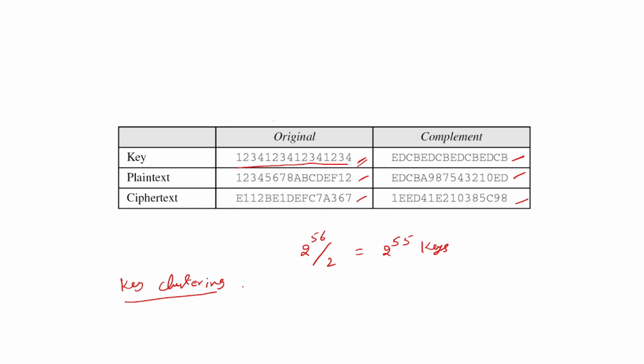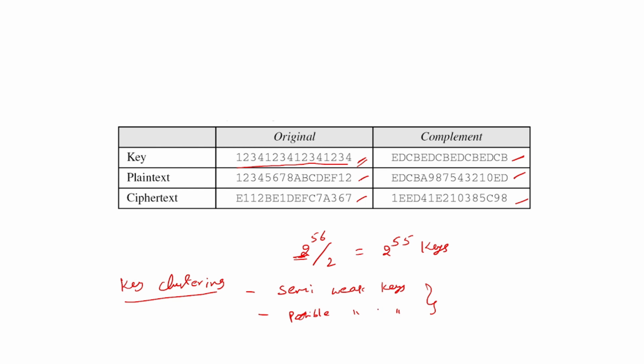So just like semi-weak keys and possible weak keys, these two are under key clustering. Other than these, there is no key clustering available in the 2 power 56 keys. There are no key clusters available other than these semi-weak keys and possible weak keys.